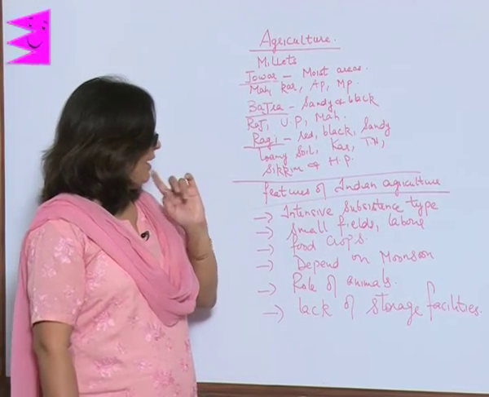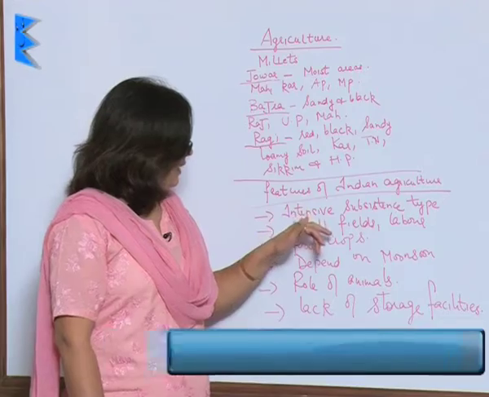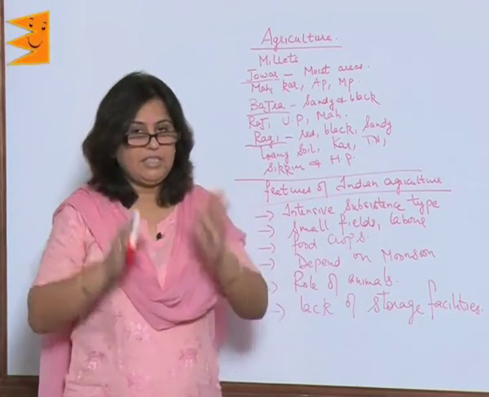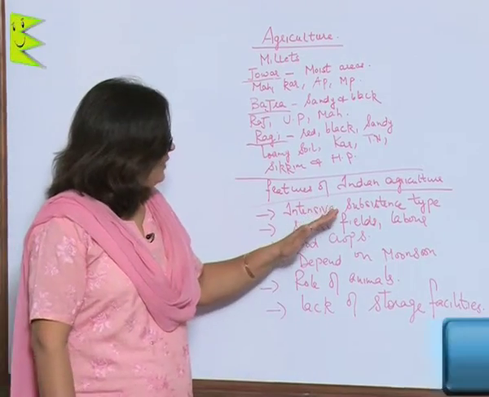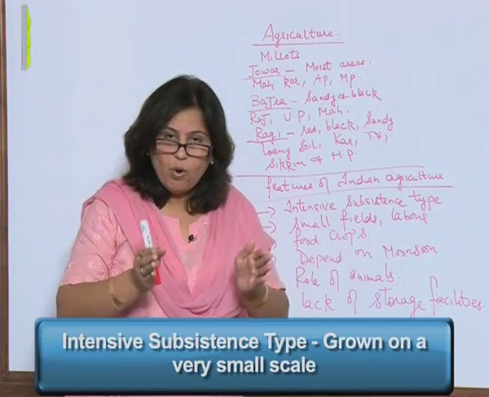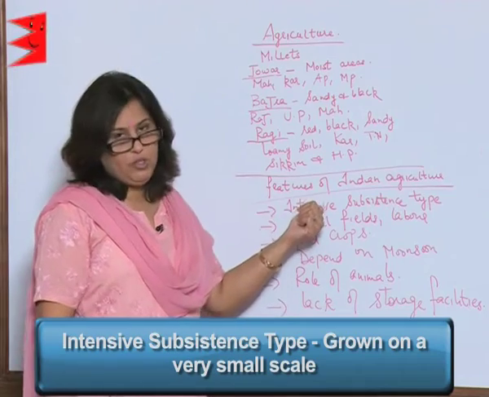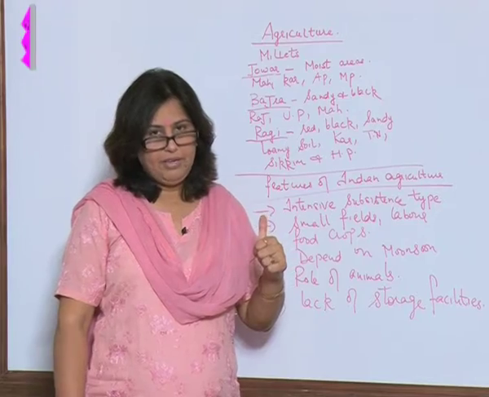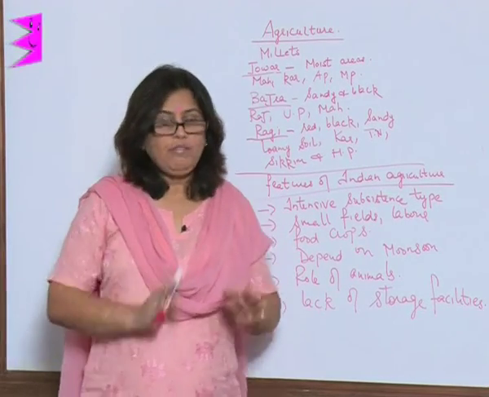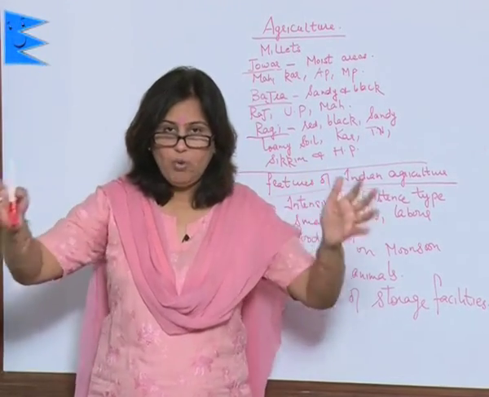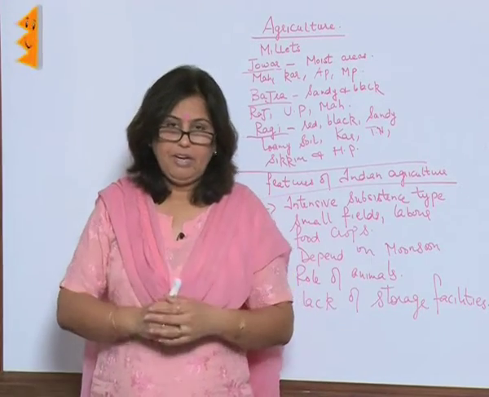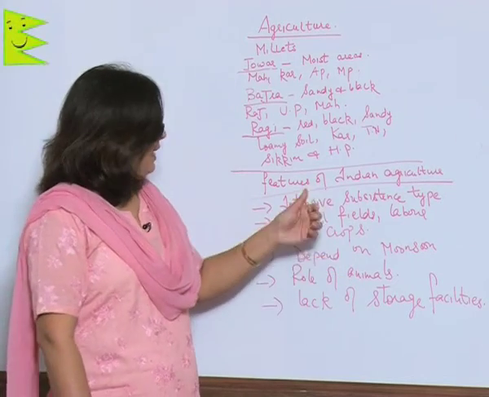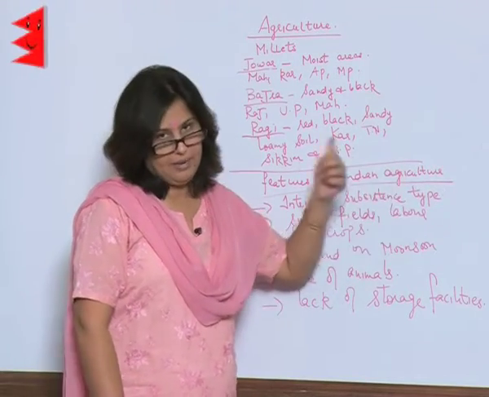The first feature of Indian agriculture is that it is intensive subsistence type. What is intensive subsistence type? That is, it is grown on a very small scale. Intensive is the opposite of extensive. So, subsistence is the old type of farming that we have. Generally, most of the farmers in India grow on small fields using primitive tools. That is why the agriculture is best termed as intensive subsistence type.